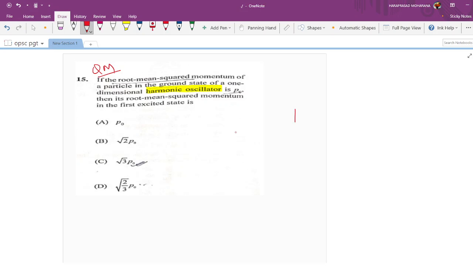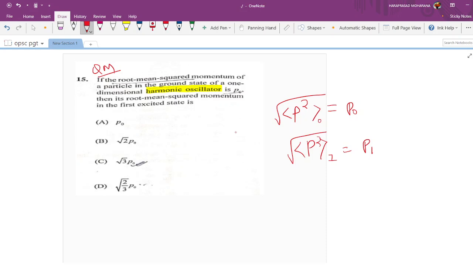The momentum, so momentum is P, and write it from the inverse side. So I will just square it, then mean, then root. This value is given as the ground state, P0, and we have been asked to find it. It is the ground state, so I am writing 0 here. It is asked to find the root mean square value for momentum in the first excited state. Let me denote it as P1.